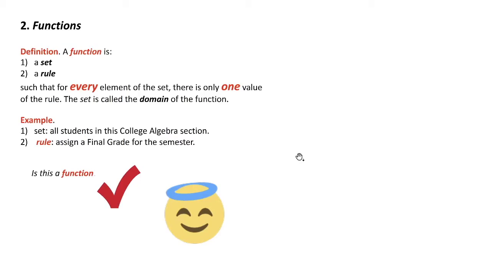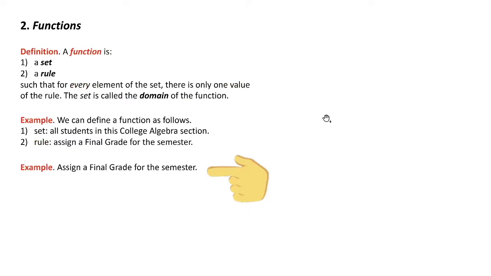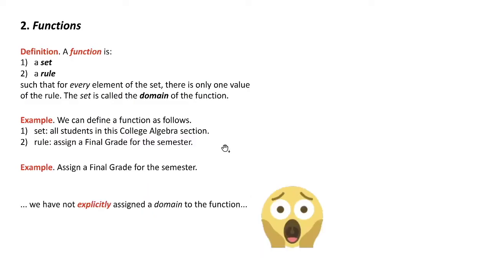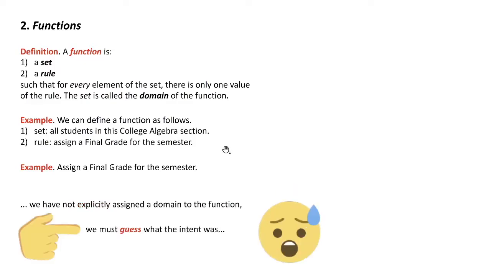Now this is where the difficulty comes in. How about if I just say assign a final grade for the semester? Is that a function? I shortcutted this a little bit. This is our difficulty. Notice I haven't spelled the function out. I haven't told you what the domain of the function is. So we have to guess. This is where we're going to have problems, where we're not doing math, we're guessing the intent.